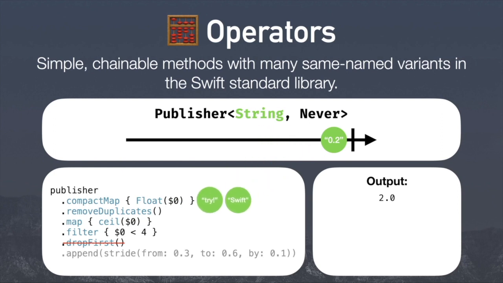Then we get 2 string values. These both can't be converted to float, so they're just going to be dropped out. Finally, we have another number, 0.2. That's a float. It's not a duplicate. We can round it up to 1, and it's smaller than 4. At this point, our publisher finished, and that's going to trigger the append that we grayed out earlier. And append lets you add values or another publisher at the end of a completed publisher. So here, we are actually passing a stride from 0.3 to 0.6 with steps of 0.1, and that's just going to push these 3 values to the end of the publisher, and then the finishing event is actually going to arrive.